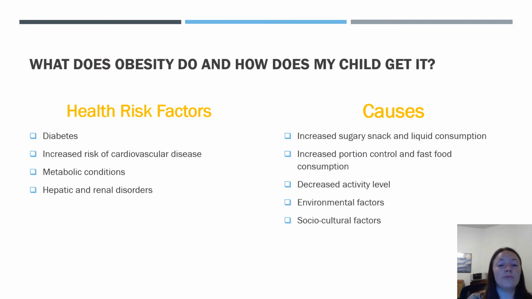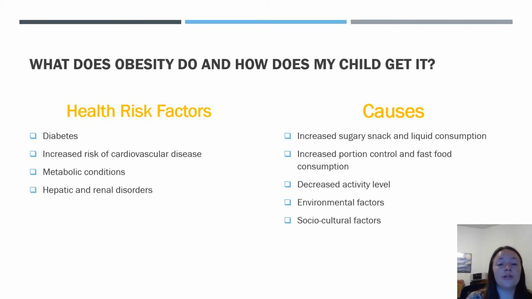And what are the risk factors? There are a lot of health risk factors that children can get. The more overweight they become, the more they are at increased risk of getting diabetes, and increased risk for cardiovascular disease later in life. They can develop metabolic conditions and hepatic and renal disorders like fatty liver disease.